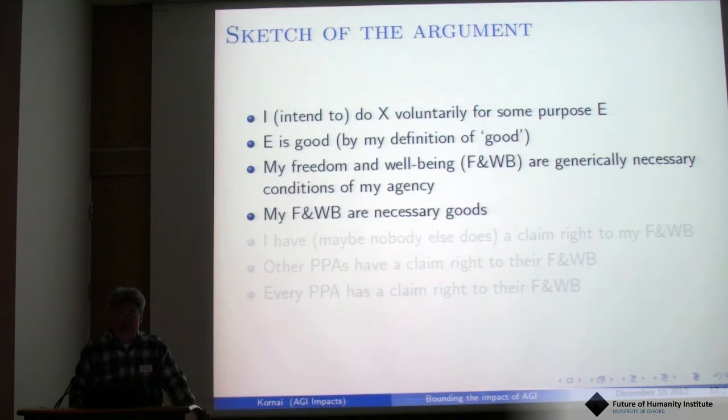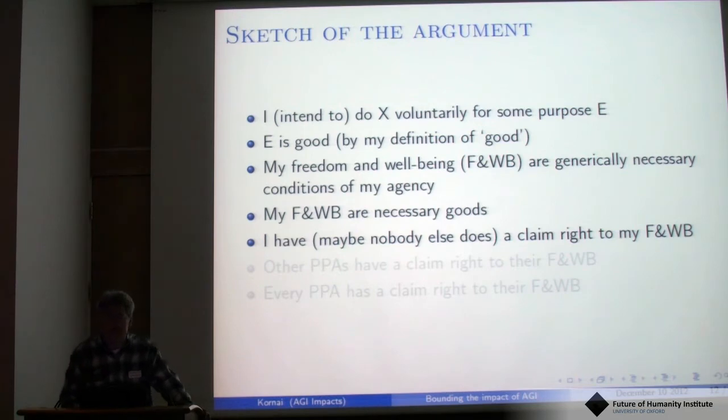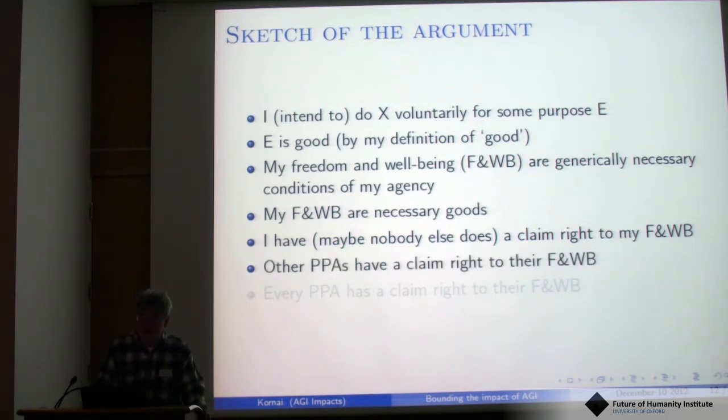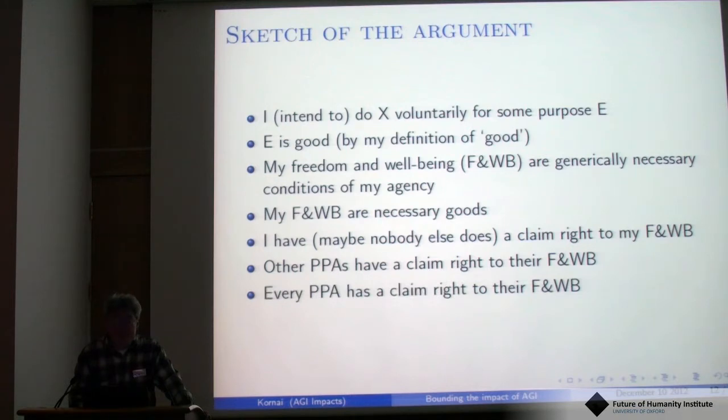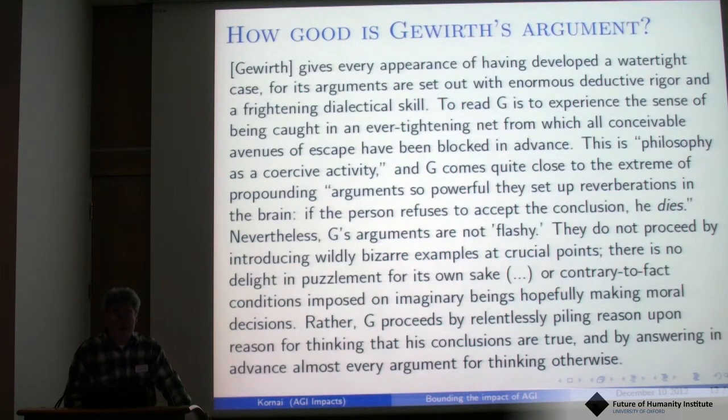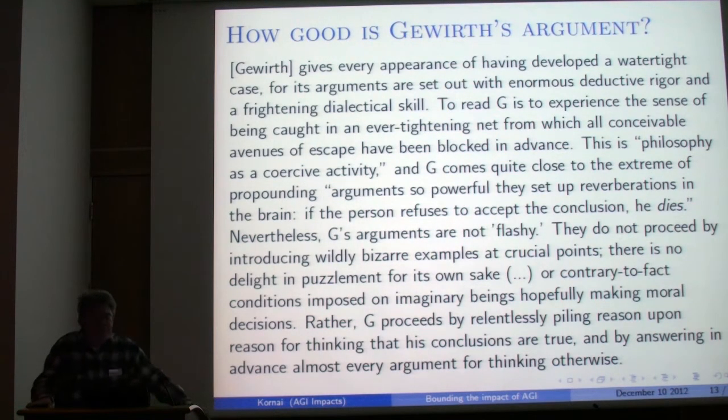And this means that I will consider them necessary goods, which means that I can claim rights to this. I can defend this against interference by other PPAs. And if I can do this, it turns out then other PPAs, by a reflection argument, have a claim right to their own freedom and well-being. And if this is so, then every PPA has a claim right to their freedom and well-being. This is what we want to get. Okay, so how good is this argument?